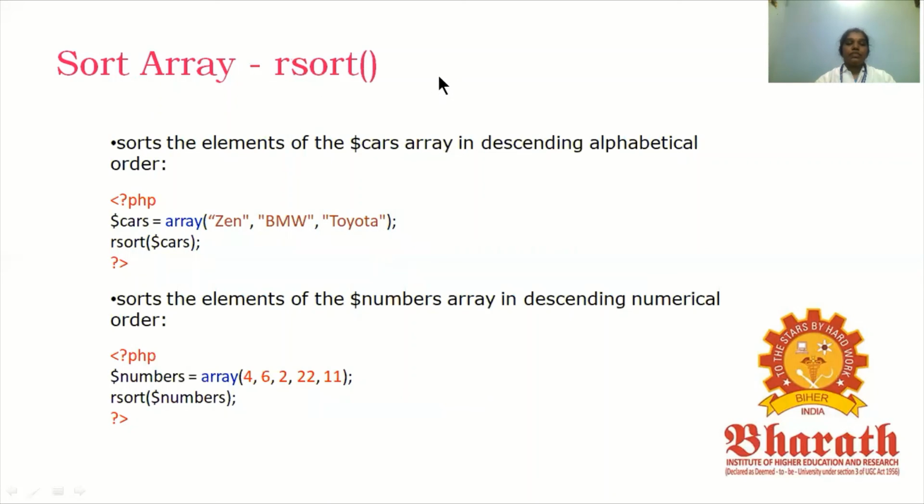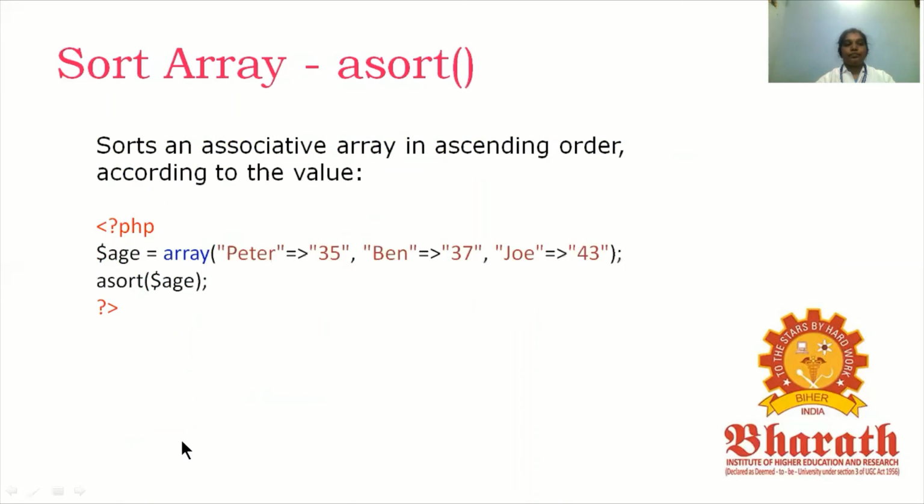The second function is rsort. r means reverse. It sorts the elements of the cars array in descending alphabetical order. So what will PHP display? It reverses: first it displays Volvo, then Toyota, then BMW. Similarly, rsort arranges numbers in decreasing order.